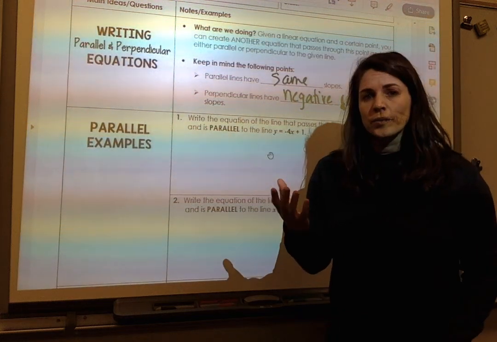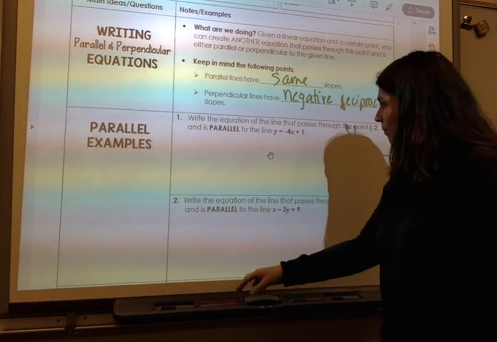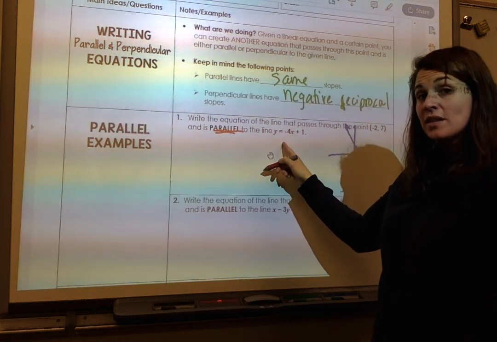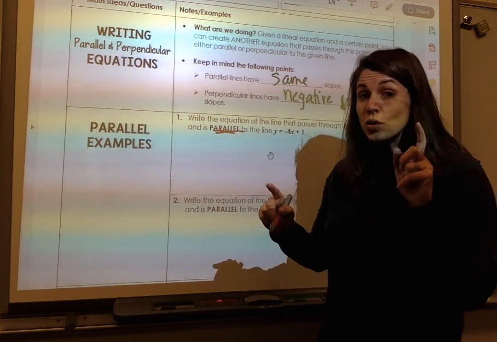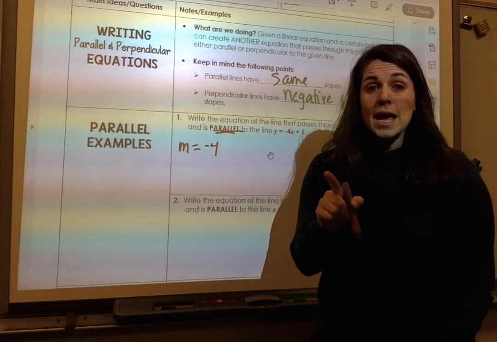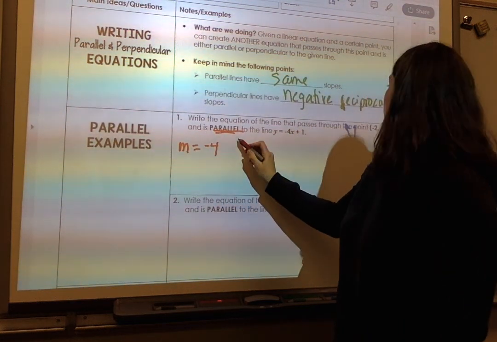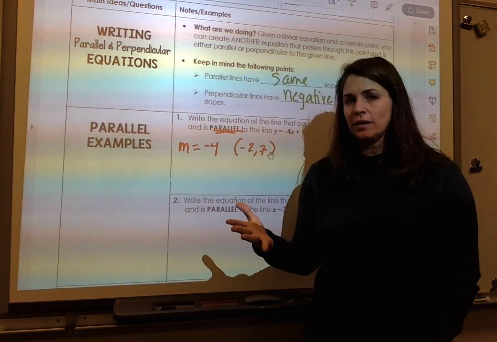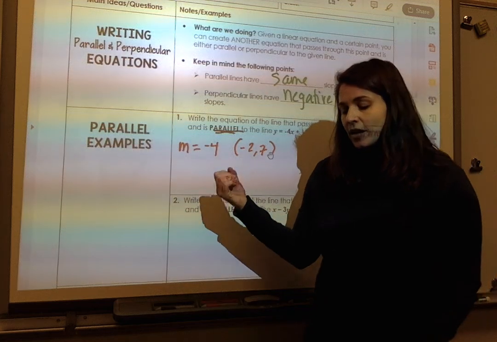So here's what I'm going to do. I'm going to take information that I know. If it's parallel, my slope has to be the same. So if this is a negative 4 slope, my new line has to have a slope of negative 4. And my new line has to pass through the point negative 2, 7. Okay? That's the information that I need.